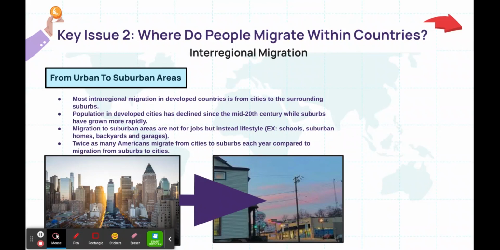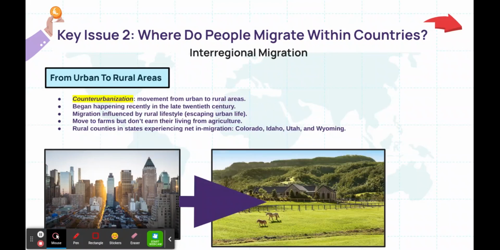From urban to suburban areas: most migration in developed countries is from cities to surrounding suburbs. The population of most cities in developed countries has declined very rapidly since the mid 20th century, while, on the other hand, suburbs have actually grown. Nearly twice as many Americans migrate from cities to suburbs each year as migrate from suburbs to cities. Similar patterns are found in Canada and Europe, but the major reason for the large scale migration to the suburbs is not related to employment. It's a lot more influenced by lifestyle and the opportunity to get away from the chaos of urban life.